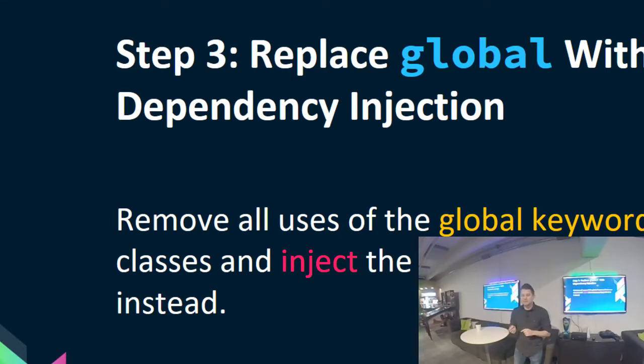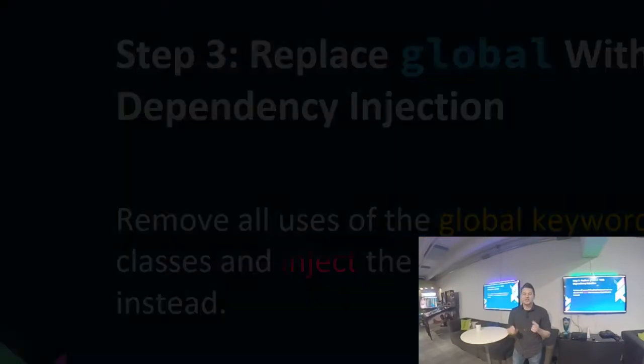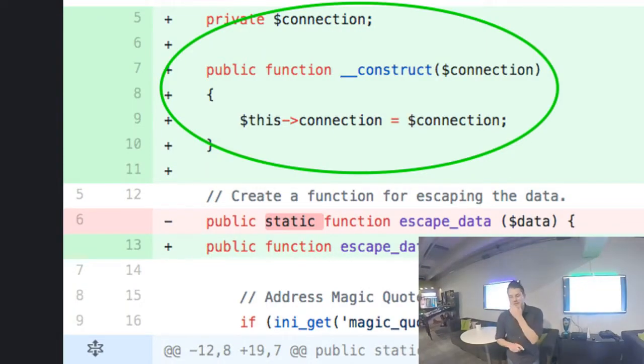The next step is to replace global with dependency injection. So we remove all uses of the global keyword. This can be really hard depending on your application. Any global you have, I'm thinking of IDX and all the globals that we have. So we remove all the global keywords from our classes and then we inject them into the constructor instead.